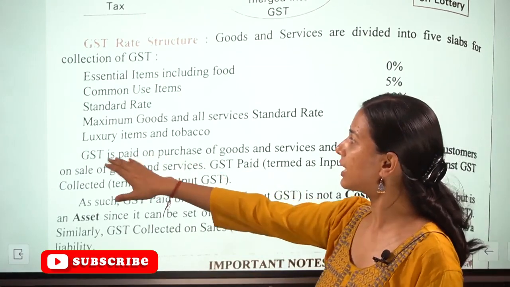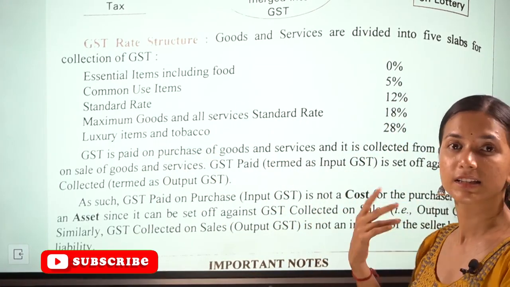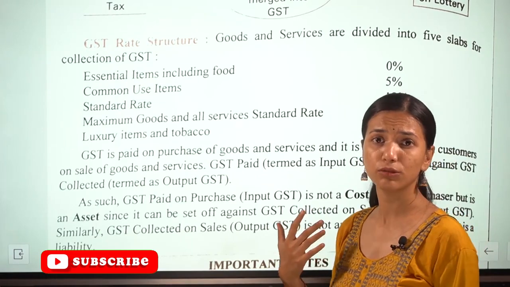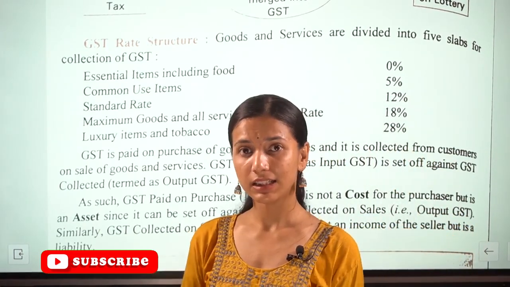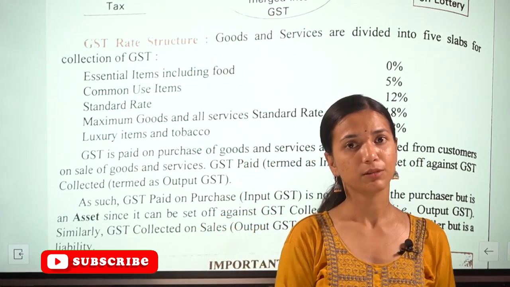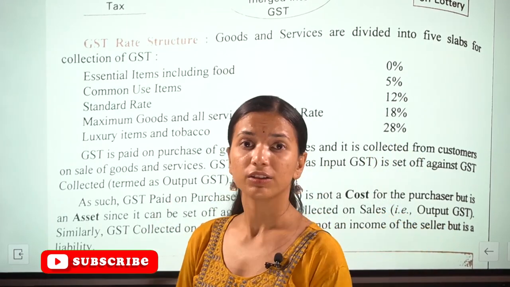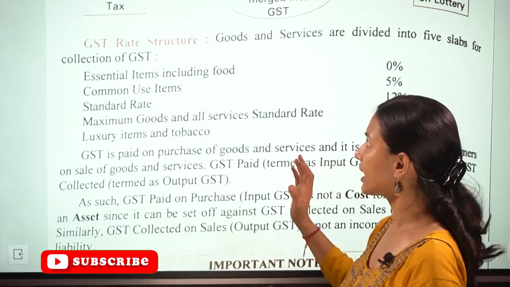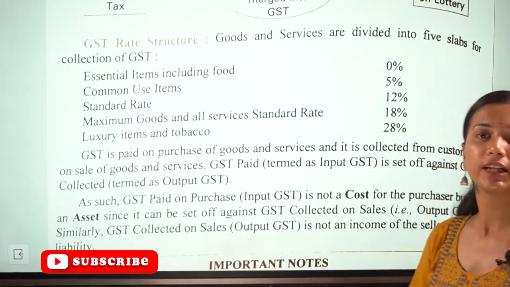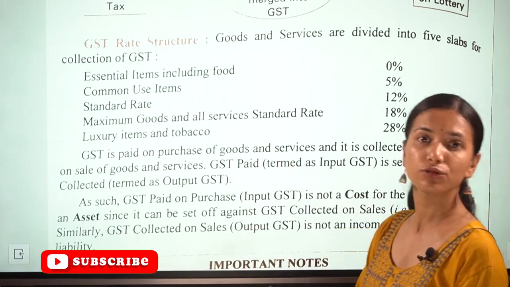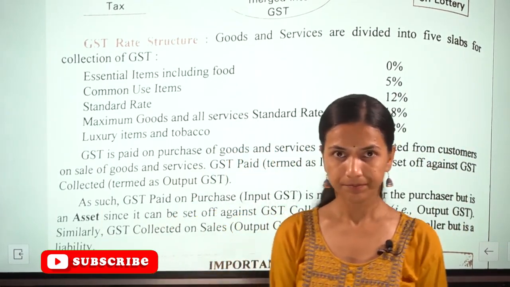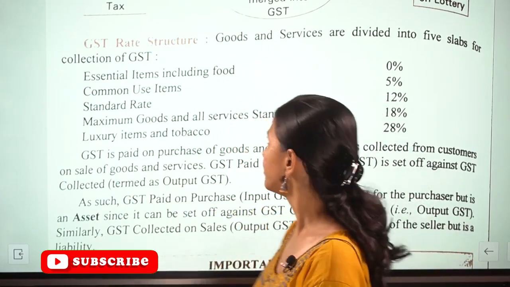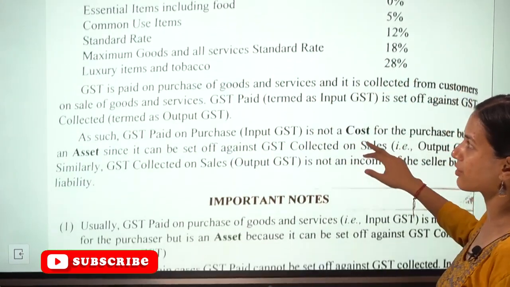Next, the luxury items and tobacco. Luxury items are things that people don't often buy, right? Most of the people who are in need, poor or underprivileged people, they don't buy luxury items. That's why the tax is charged at 28%, because these things are used by rich businessmen or rich middle class people. Okay, so this is the GST rate structure.